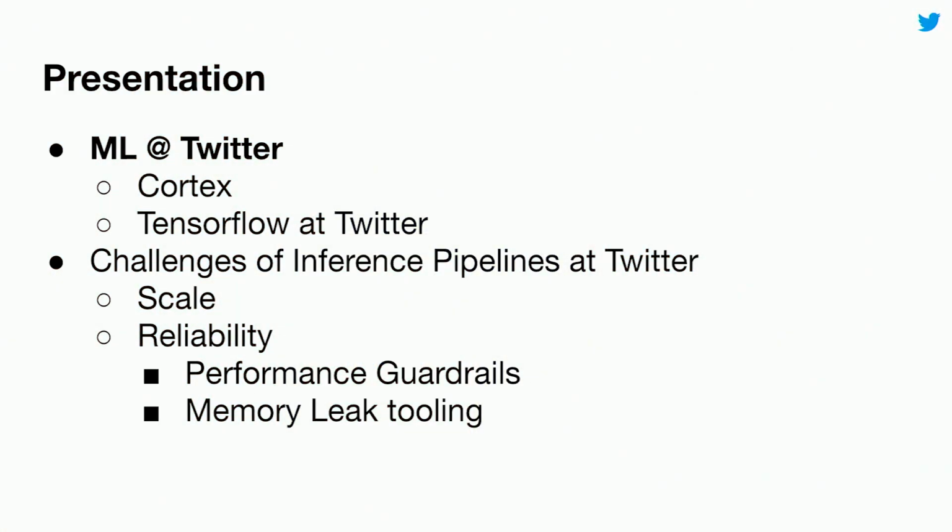All right, so the way this presentation is going to be structured is first I'm going to introduce machine learning at Twitter. So how we use TensorFlow, use cases, where, how, when, and talk a little bit about Cortex. And then Shajan will go and discuss specific challenges that we faced using TensorFlow in our inference pipelines at Twitter. So specifically two parts, the scale aspect as well as the reliability aspect.